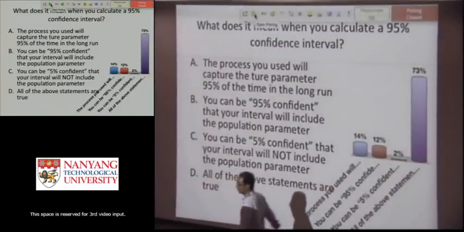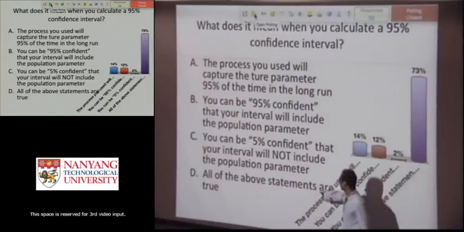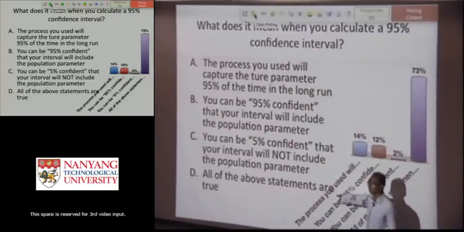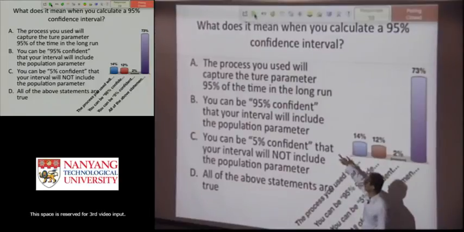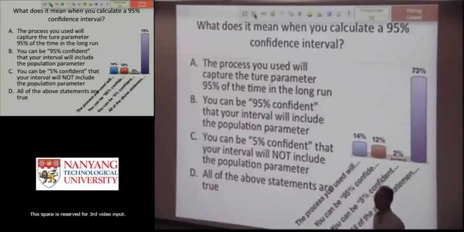So the answer is D. All of the above statements are true. Statements A, B, C, all three of these are true statements. The first one is that the process you used will capture the true parameter. This is just like the figure in your slide 7. In the long run, it should be 95%. This one is in your slide 6.